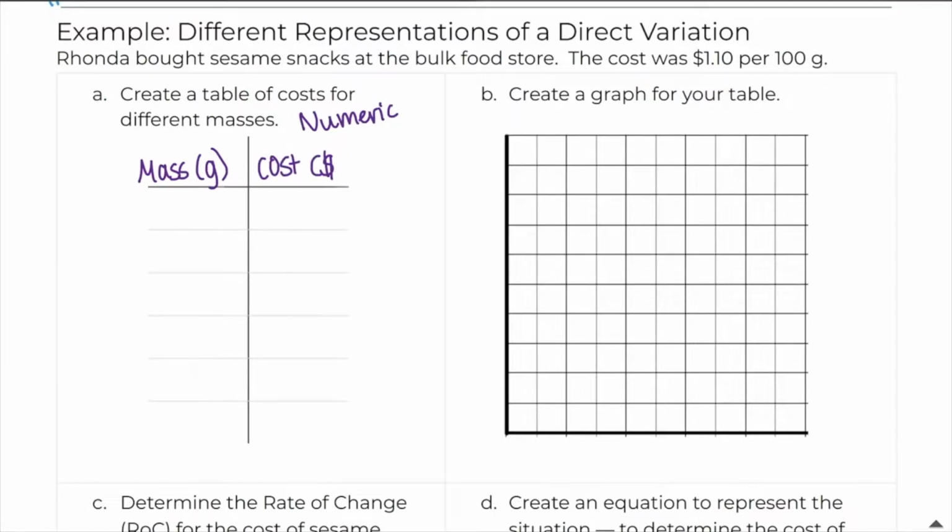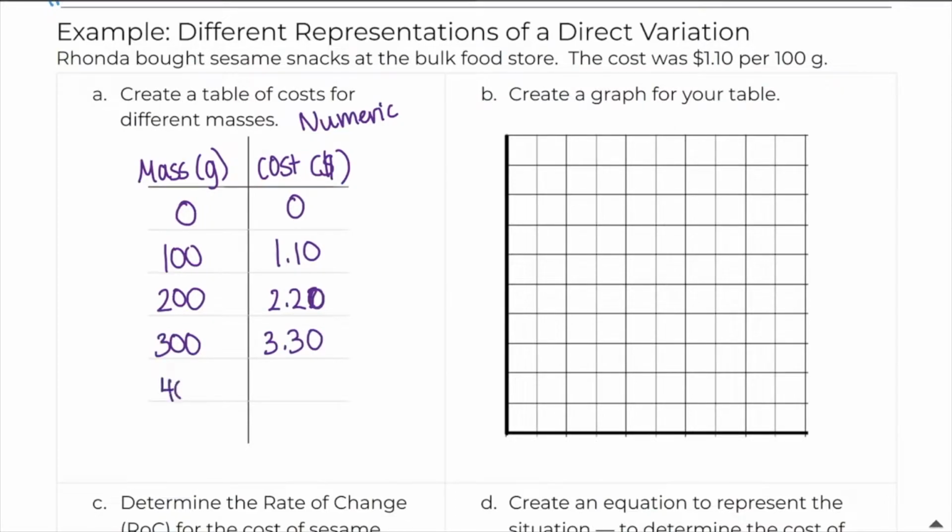Okay, but if you go to the store and you don't buy any, you pay $0. So here we're showing that it's starting at 0. If you buy 100 grams, you would pay $1.10. If you buy 200 grams, you'd pay an extra $1.10, so now we're at $2.20. If you buy 300 grams, you pay an extra $1.10, so now we're at $3.30. 400 grams would bring us to $4.40, and then 500 grams would bring us to $5.50. So here's our numeric representation.